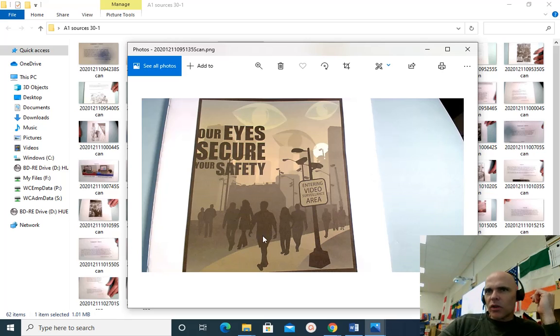And within this source, entering video surveillance area, you have citizens walking. Our eyes secure your safety.